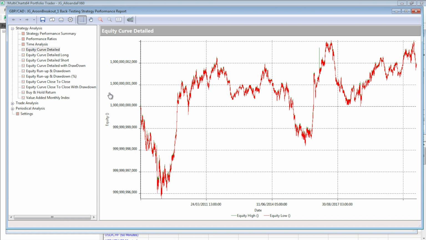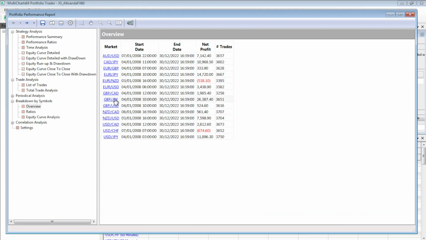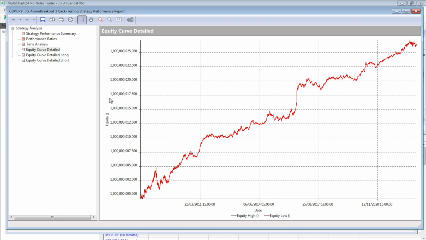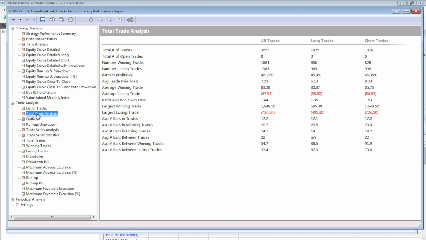Pound Canadian dollar, not a very good equity curve. Pound Japanese yen, it's making the most money out of all of these. Equity curve's nice. Average trade value 7.2 pips. Now we do have some wider spreads on pound Japanese yen, but depending on the time of day, we might just make a little bit of money by the time we've paid the spread and some costs.